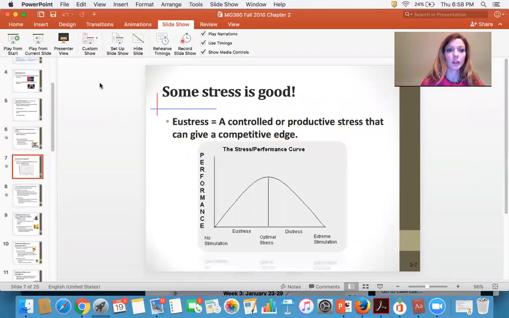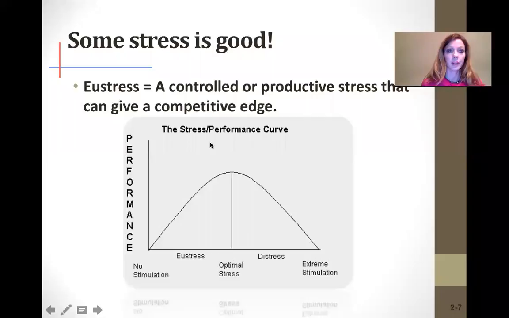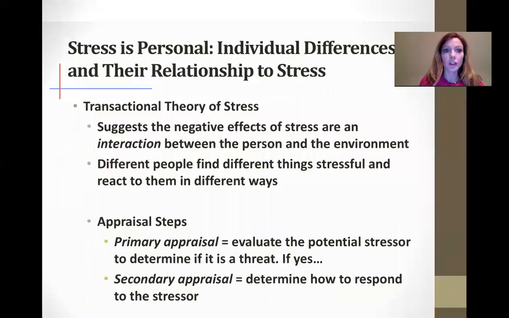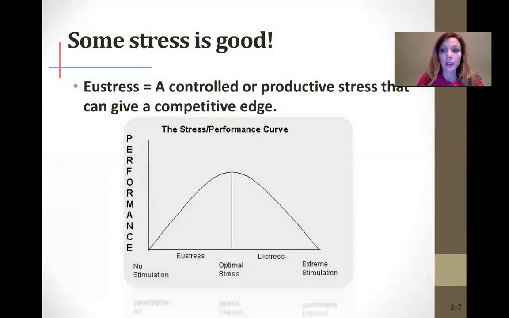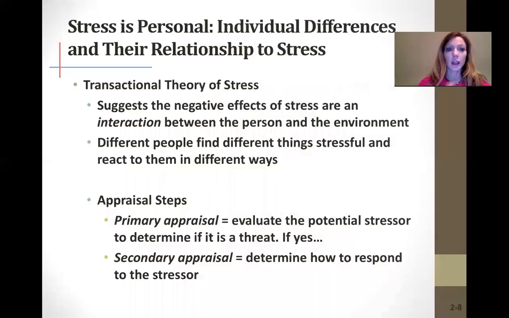the eustress, the good stress. So just want to reiterate, this is the eustress. So this is what you want to look at for the quiz. The eustress is a controlled or productive stress that can give a competitive edge. So this is what can help motivate some of your employees whenever you're actually a manager. But you don't want it to turn into the distress, which is when the stress is just too much and they start to let the stress overtake their body and their cognitive thoughts.